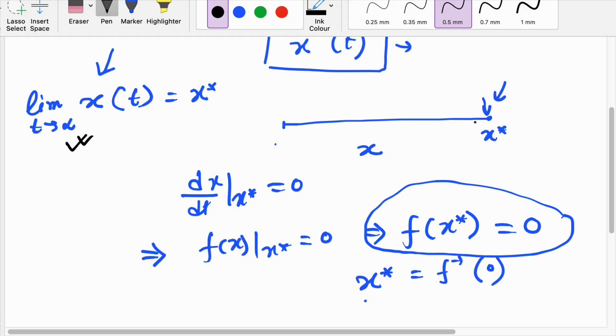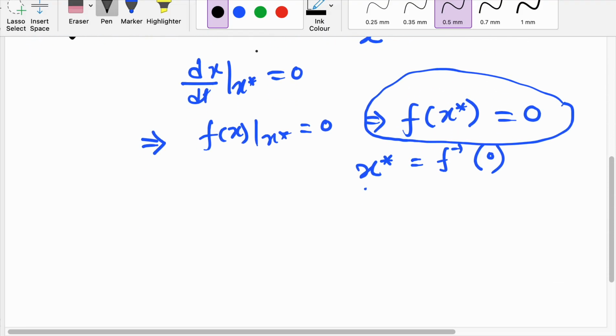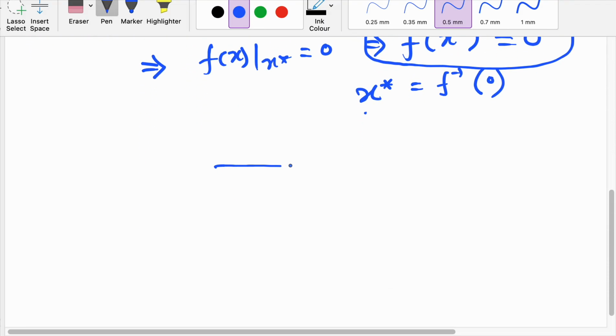I am asking whether or not the trajectory is going toward this point x star. Two cases may happen. Yes, I know that there is a point, and if the system somehow reaches there it will stop and remain there forever. Now, is this state achievable or not?